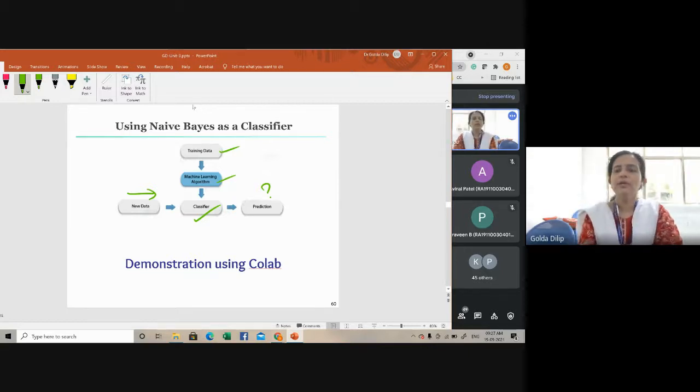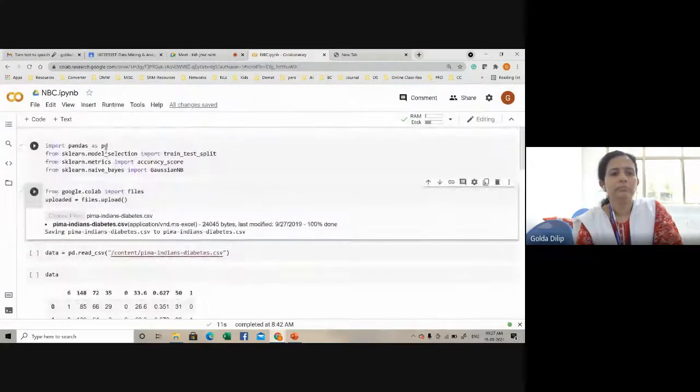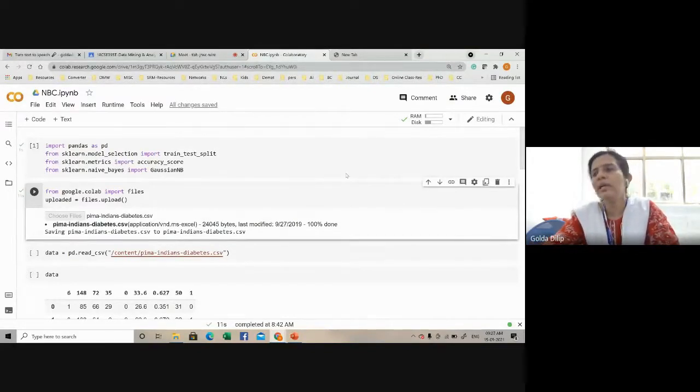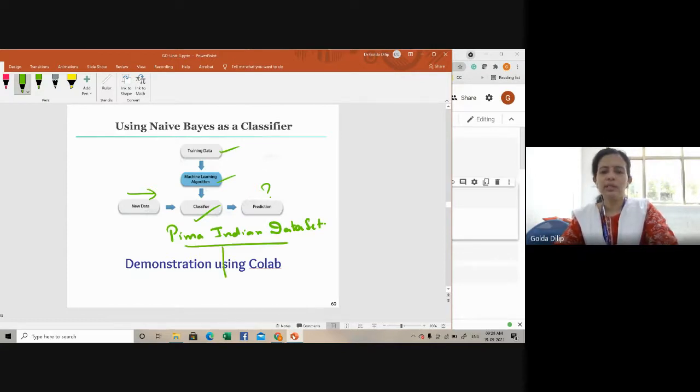Now let's see how to implement this naive Bayesian classifier over a particular data set. The data set I have taken is the PIMA Indian data set. It's a diabetes data set. You can get this data set from the UCI machine learning repository or from Kaggle.